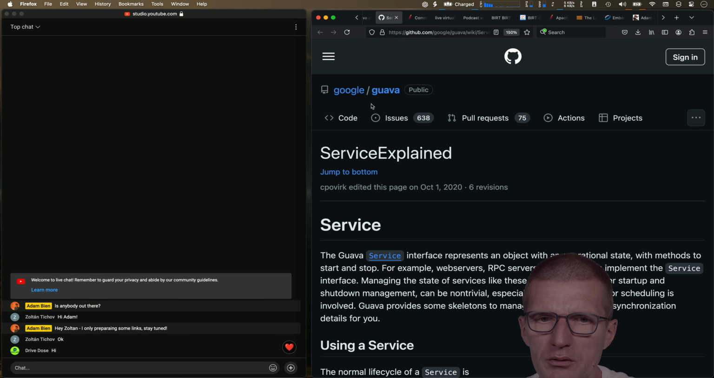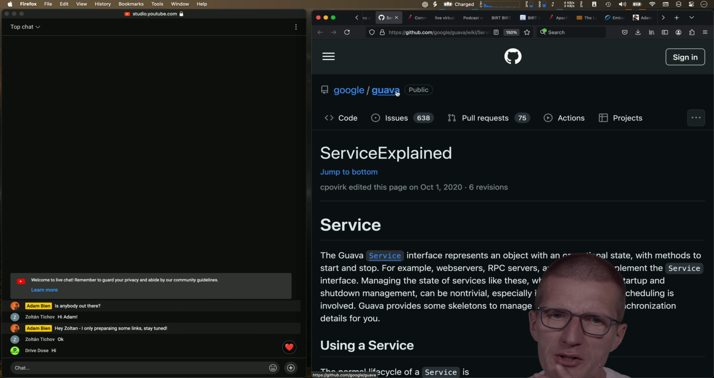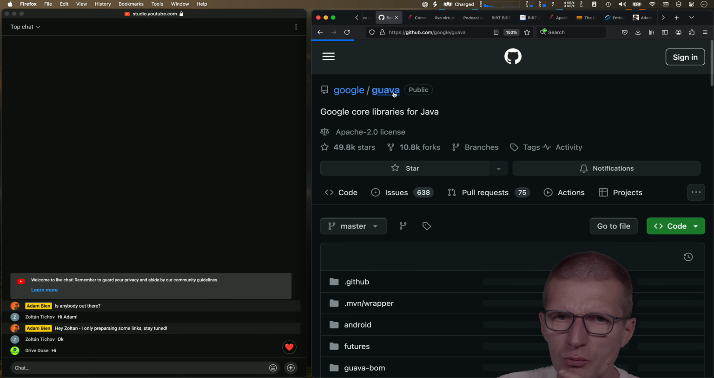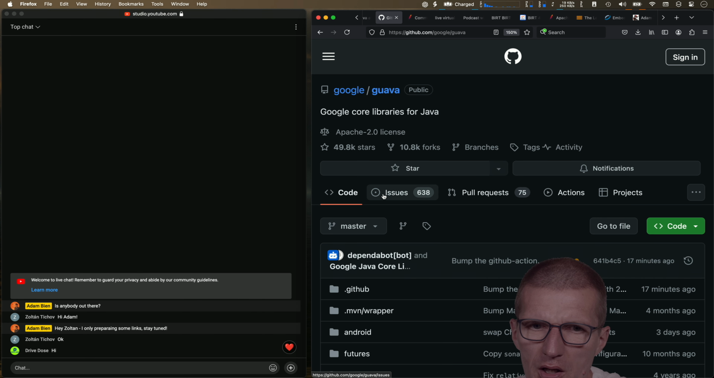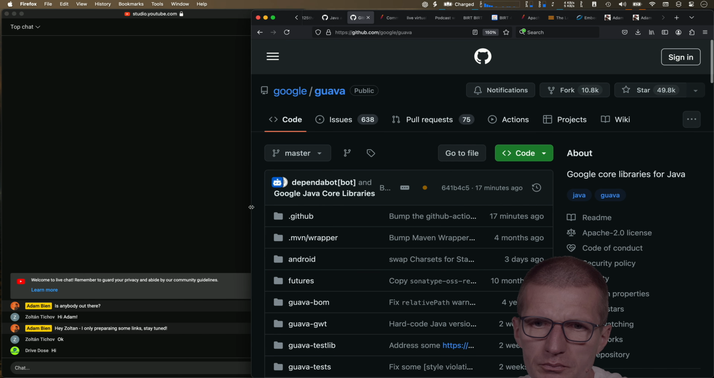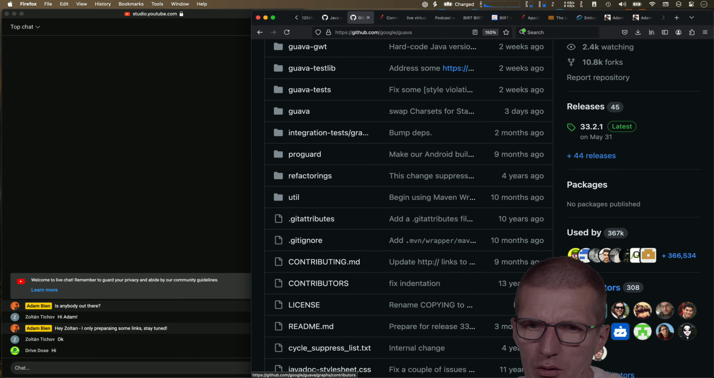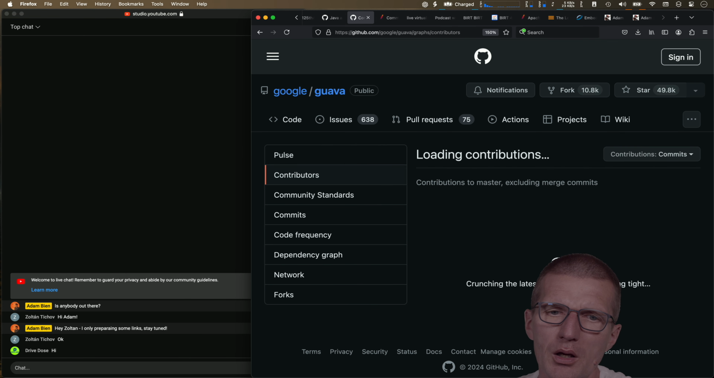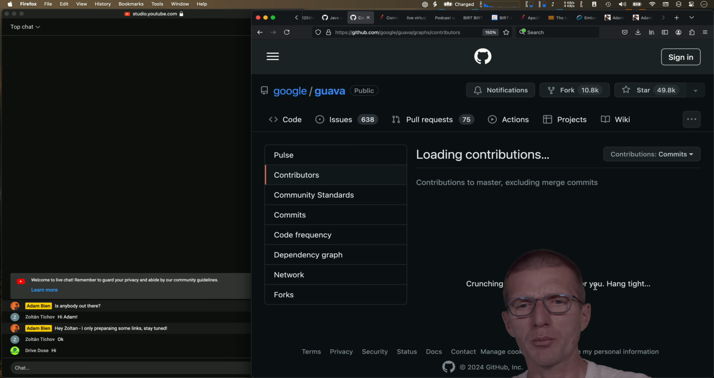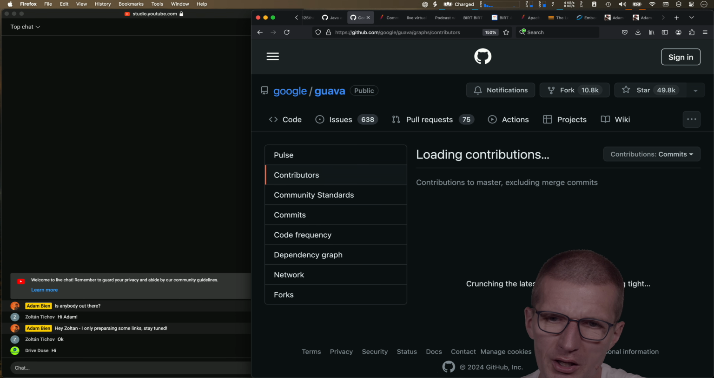Where is the Guava? Here is the Guava explained. And okay, service explained, but as you can see, this is from 2020, which is not a problem. What interests me, as always, is the commits and the contributors and the activity in the projects. So this is the entire Guava with the collections, and I think the services are part of it. I don't think this is a dedicated repository, but let's wait a second.